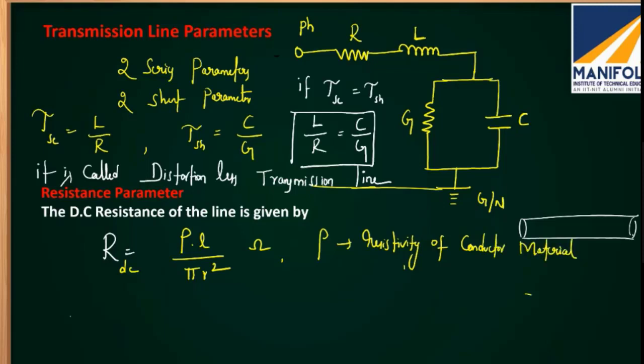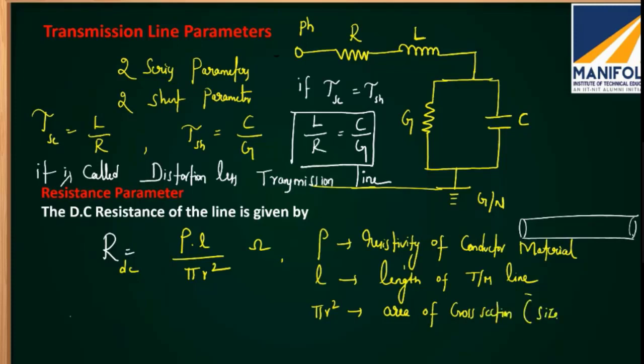L is the length of the transmission line or conductor, and pi r square is the area of cross section, or in layman's language, the size of the conductor. So DC resistance is given by rho L by pi r square, so many ohm: resistivity of the conductor material, length of the line, and area of cross section or size of the conductor.